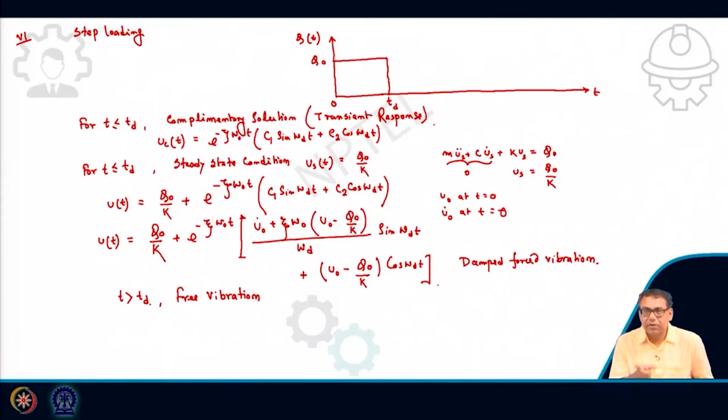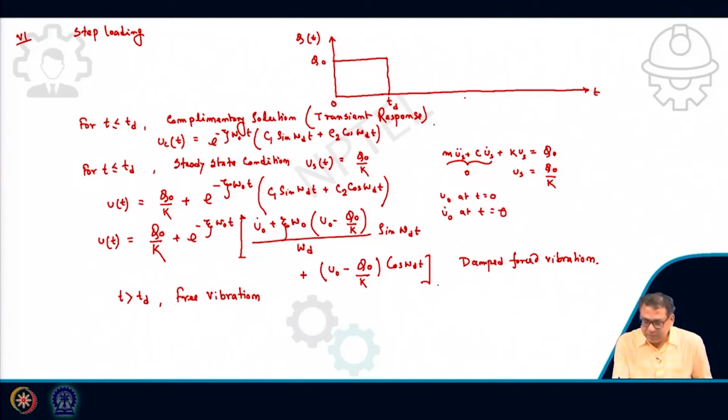But when you need the initial condition, where will you get it? You will get the initial condition from this equation by putting T equal to Td. So you put T equal to Td, and your U and U dot will give you the initial condition for the case T greater than or equal to Td.